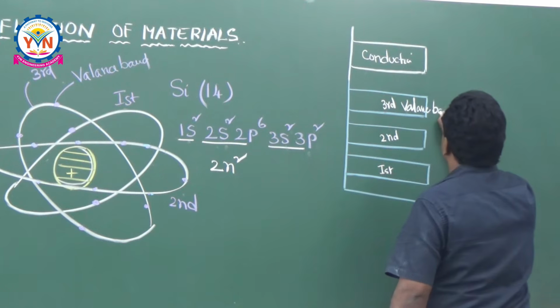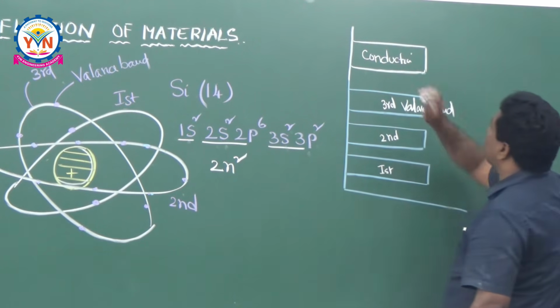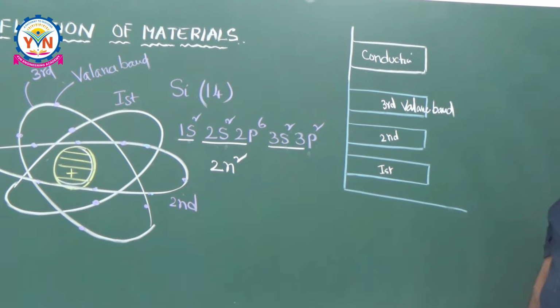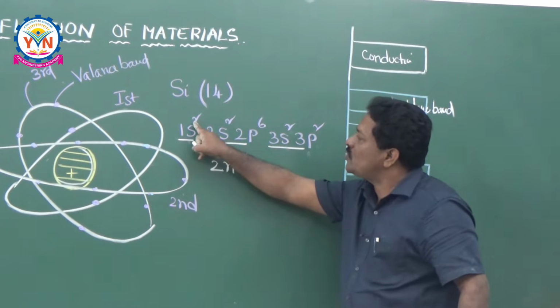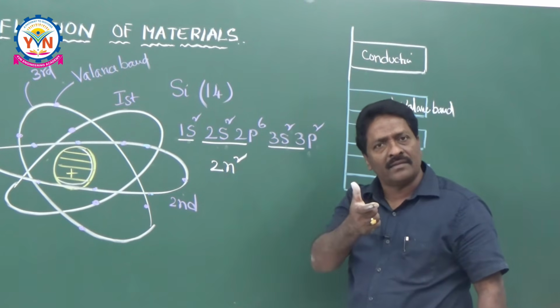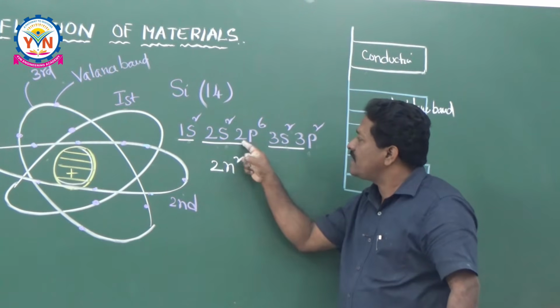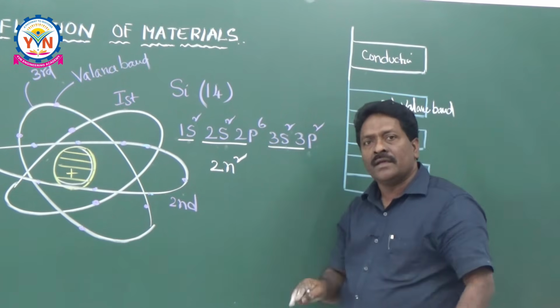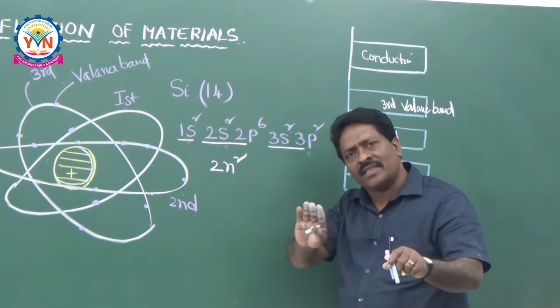So there are 2 things: one is the valency band, the other is the conduction band. Now I would like to explain what we mean by band. Band means a group of energy levels. In the first orbit, how many electrons? 2 electrons, and they do not have the same energy. In the second orbit you have 8 electrons, and those 8 electrons also do not have the same energy levels.